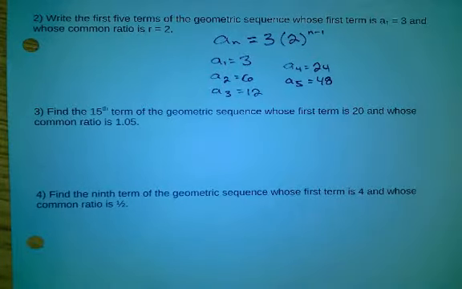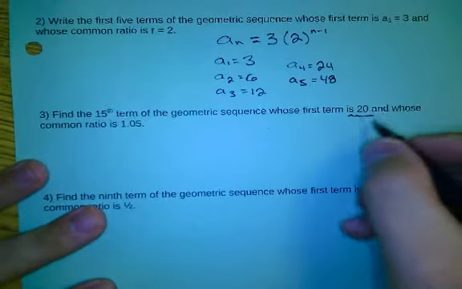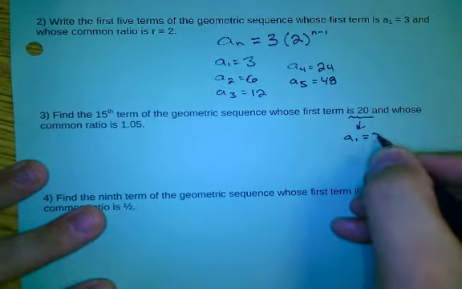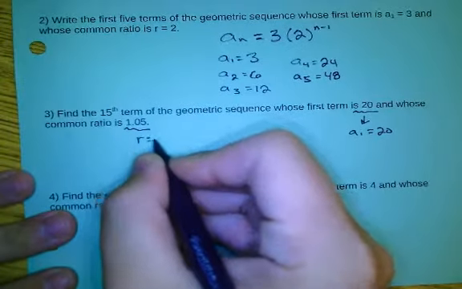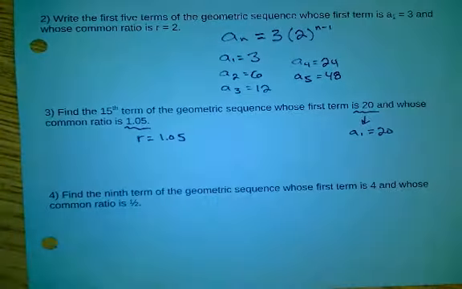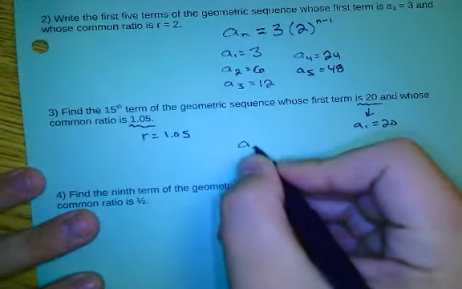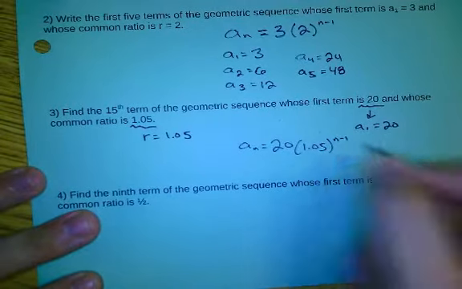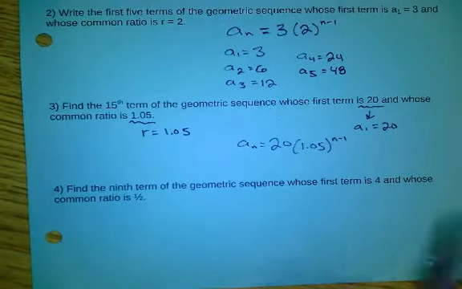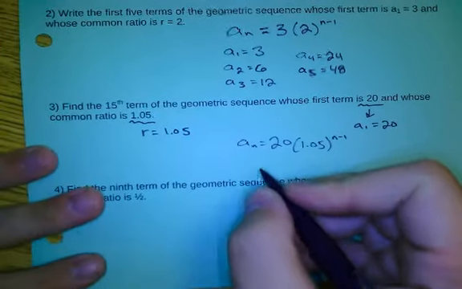So find the 15th term of the geometric sequence whose first term is 21, or is 20. Let me say 21. This is A sub 1 is equal to 20. And whose common ratio is 1.5. Or 0.5, sorry. So the formula is 20, 1.05 to the n minus 1. I want you to find what term? Very good, class, the 15th.